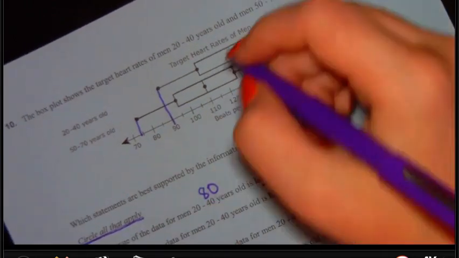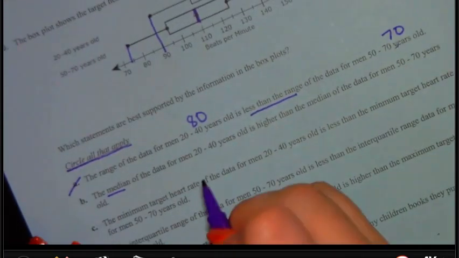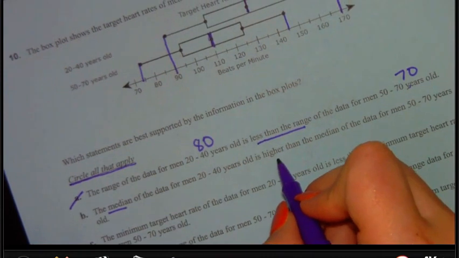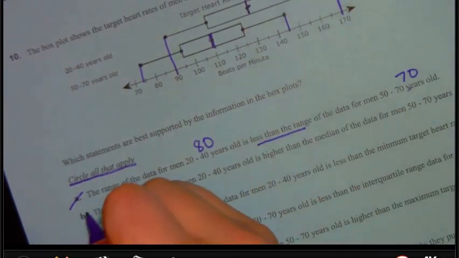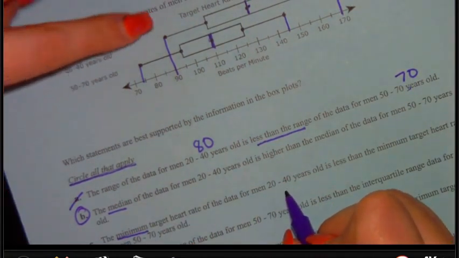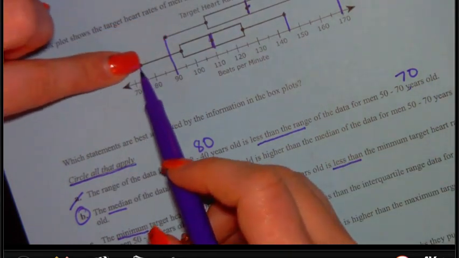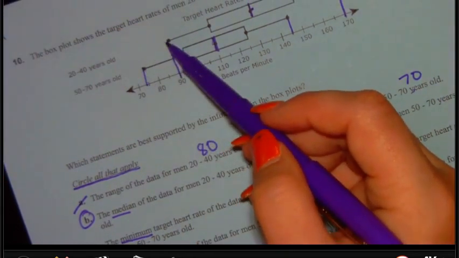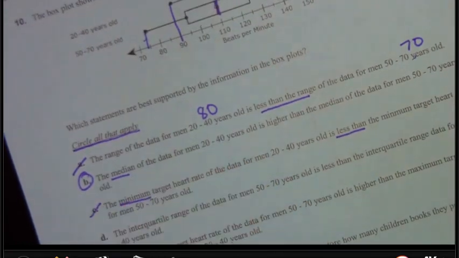The median, which remember is the little line in the middle of my box. The median for 20 to 40 is higher than the median for 50 to 70. Well, is this number bigger than this number? Yep. The minimum for 20 to 40 is less than the minimum for 50 to 70. Well, which one's smaller, 20 to 40 or 50 to 70? Well, 50 to 70 is much smaller, so that one's not true.